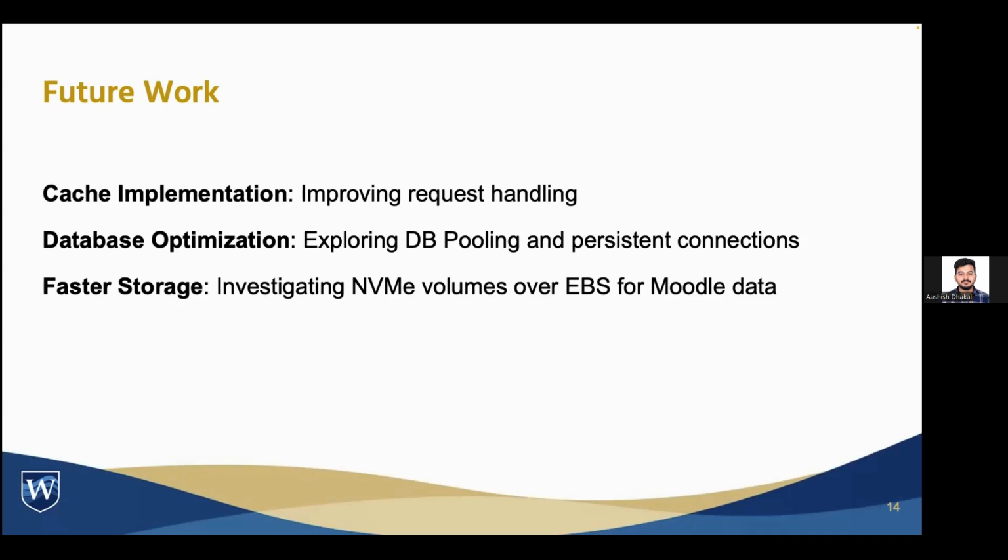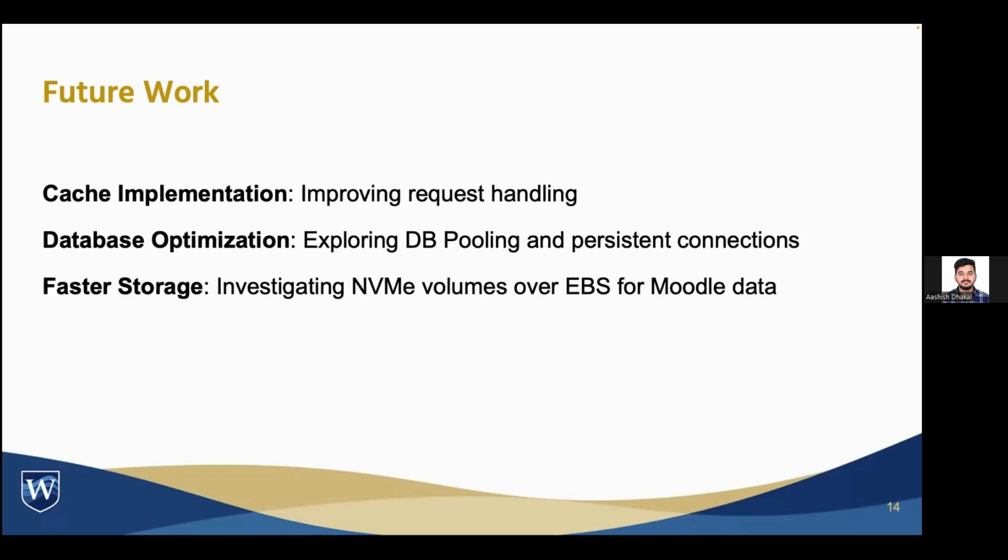So for future work, how can we make this even better? The first one can be cache implementation. By improving caching, we can reduce redundant requests and improve system responsiveness. The next one, database optimization. We will look into database connection pooling and persistent connections to minimize database-related bottlenecks, and maybe a faster storage.